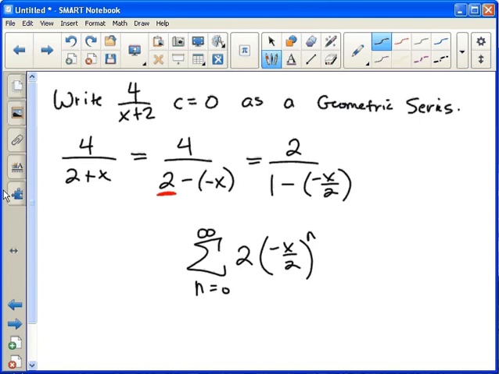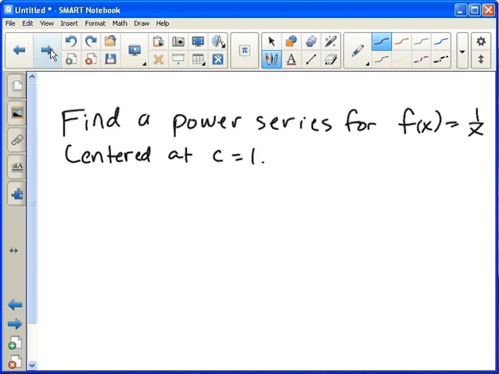Okay, next, find a power series for f of x equals 1 over x, centered at c equals 1. Alright, so our first step is to make sure we have a number, then a variable. Well, you might be thinking, wait a minute, I don't have a number at all in the denominator. Well, sure you do. We just never bother to write it, because it's not very helpful, except in this case, it would be very helpful, because we need to have a number, then a variable. So just write 0. You can always add 0. That doesn't change anything. Now we have our first step accomplished. We have a number, then a variable.